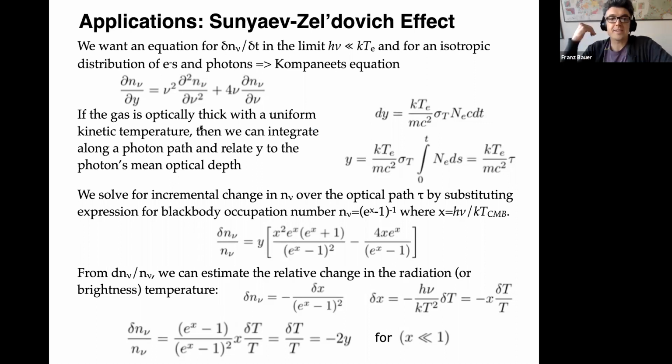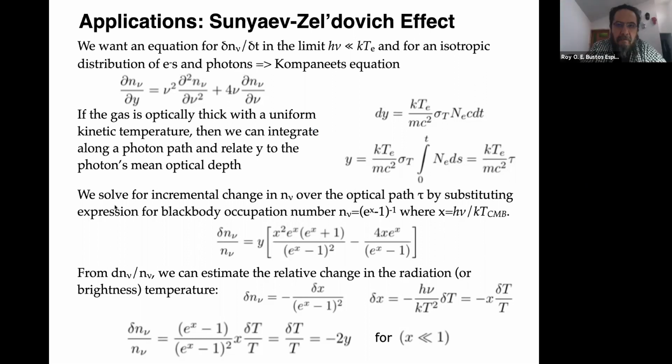And so if this gas is optically thick, and we have a uniform kinetic temperature, we can integrate along the photon path, and we can relate this thing y to the mean optical depth here. And so solving this equation, we basically want to find the incremental change in the number of photons as a function of the input number of photons, right? So we want to find the change in this over this. And basically what we want to find is this over the optical path tau.